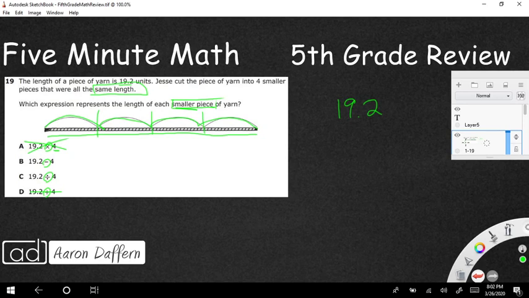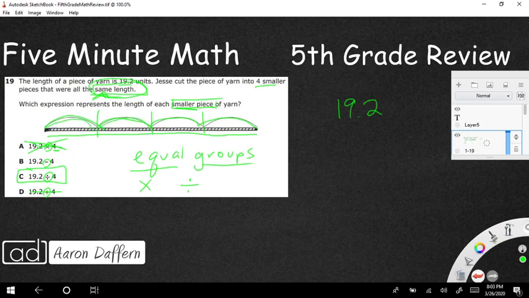Now we need to come back to this other item that I boxed up here. The 4 smaller pieces were the same length. They were equal groups. And whenever we are looking at equal groups, that is always a term that we use when we are either using multiplication or division. Multiplication and division only work when they are equal groups. And so since we've already knocked out multiplication, this is going to be the answer C. We are going to divide 19.2 into 4 equal groups.